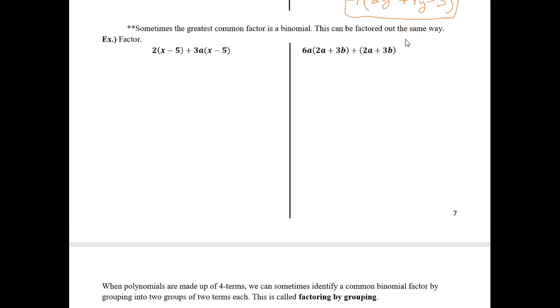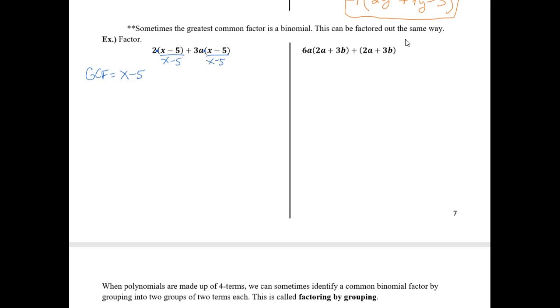In this case, we have 2 times this whole quantity, and 3a times this whole quantity. And notice that those two expressions are the same. So in this case, we can divide out that GCF. The GCF is the whole expression x minus 5. Now they have to match. They have to be identical. In this case, they are. All the signs, all the numbers, all the variables. So I'm going to go ahead and divide out that GCF.